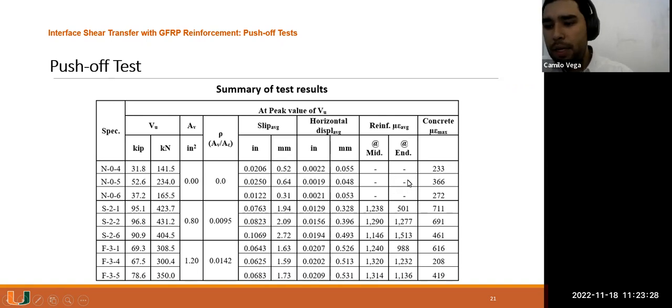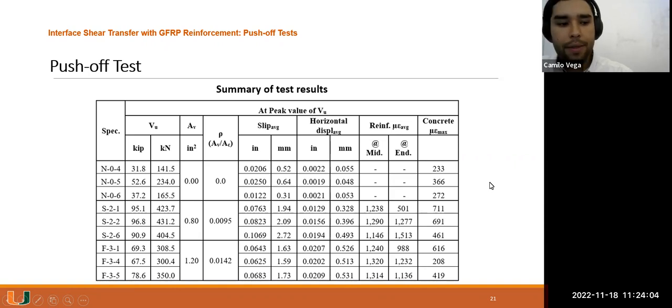The reason why there are two columns for the strain in the reinforcement is because we want to measure the strain in two different locations of the reinforcement, in order to see if the stress level in the stirrups was the same or not. For that reason, we have two columns in the strain gauge for the reinforcement. And for the concrete, only the highest values were reported in this table.